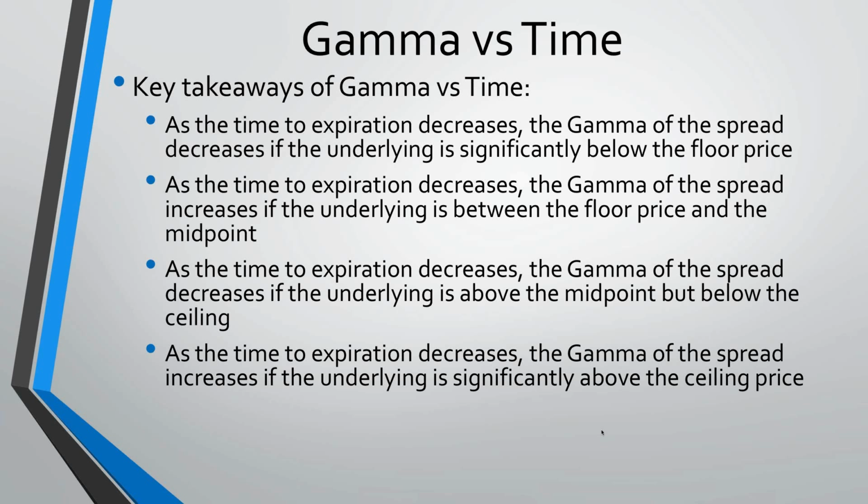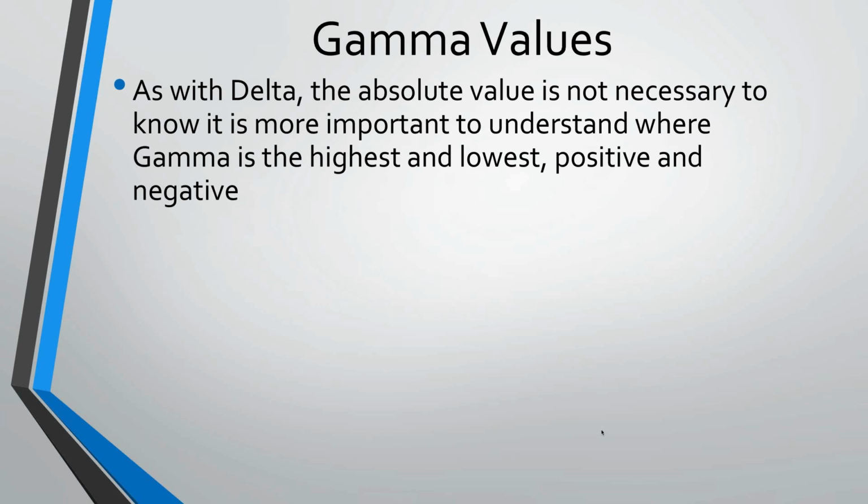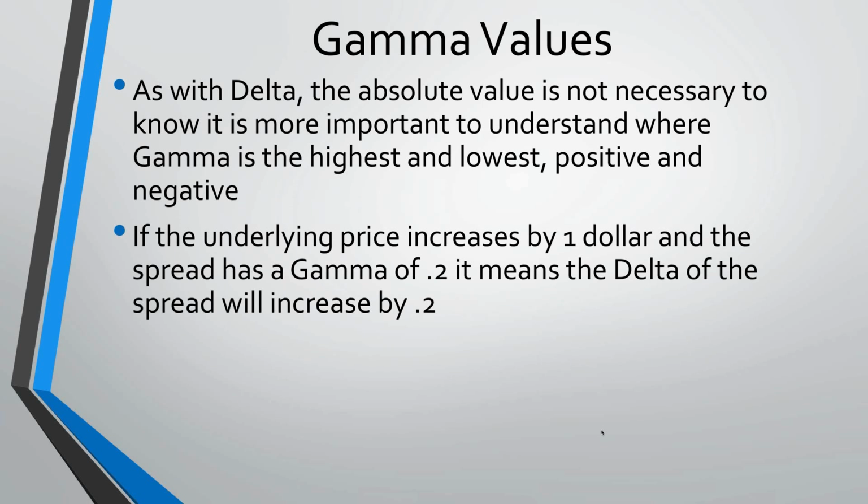You might have to watch this a number of times or review this concept. And this is why we're going to be around to help you guys. If you really want to understand gamma, again, it's not as important. Delta is more important. As with delta, the absolute value is not necessary to know. It is more important to understand where gamma is the highest and lowest, positive and negative.